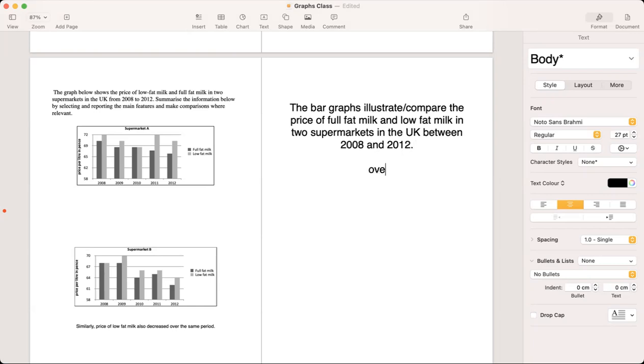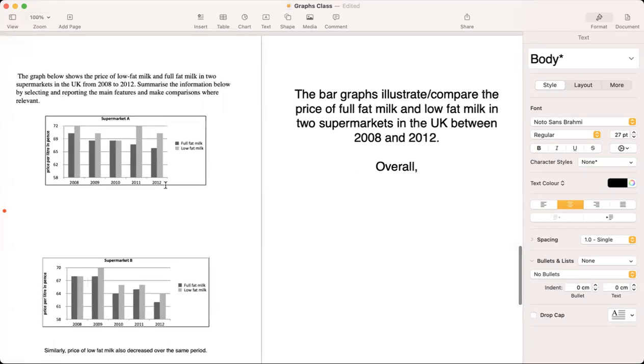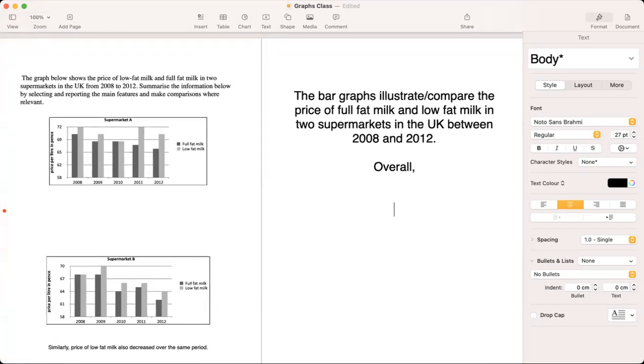Now let's come to the overall. Here I'm going to involve you and you're going to tell me the features. So how do I do this? We have done the comparison words. Now I'm going to involve you. See, there are three comparisons possible here. First comparison can be between supermarket A and B. Second comparison can be between full fat milk and low fat milk. And third one between years. Clear? Everyone, is it clear? This much?